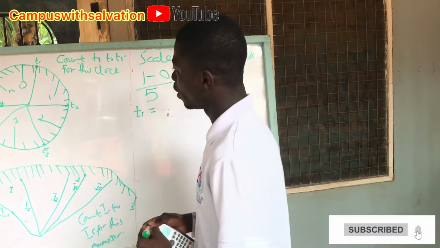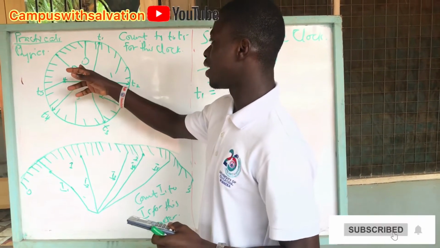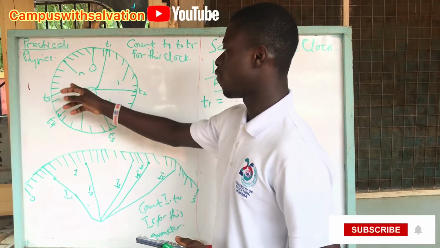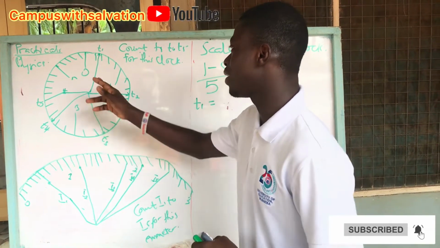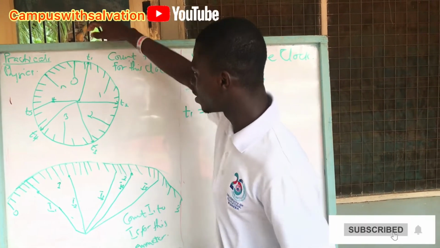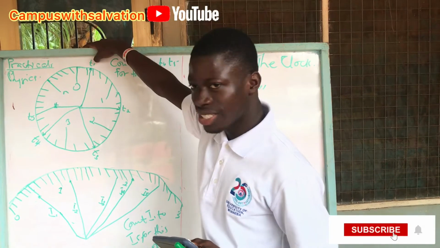This is how we count it. Please don't consider this anymore. There was 0, 1, 2, 3, 4, 5. Please don't consider them anymore. We are just concentrating on where the arrow points, because where the arrow points indicated T1 here.